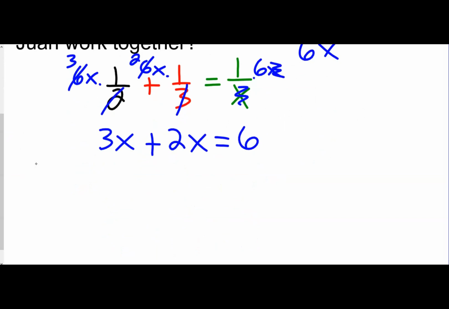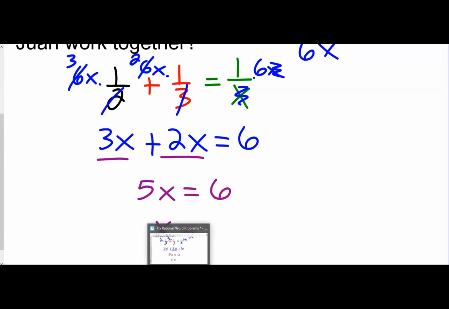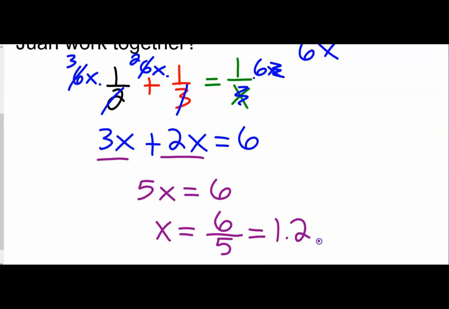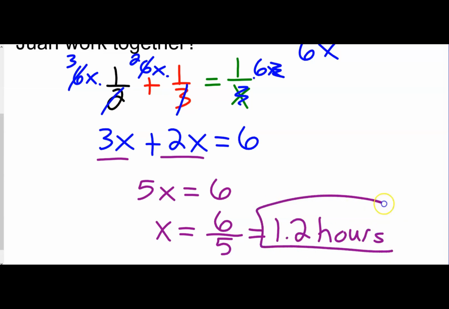All you got to do now, just like before, combine those like terms. 5x equals 6. Do your quick division of 5, because you want x by itself, and you get 6 over 5. But again, that's weird. Okay? So go ahead and do the actual division, and you find out that it takes them 1.2 hours if they work together. And there you go. Here's the next problem.